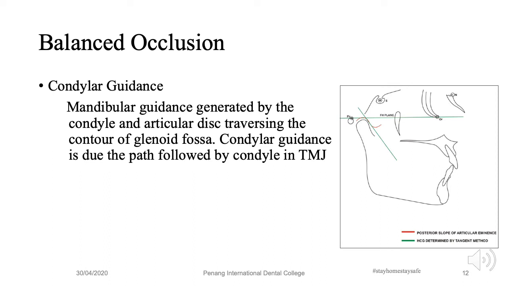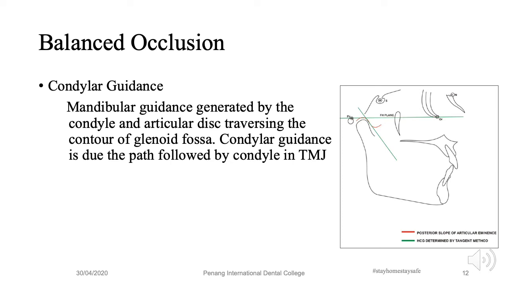One of the lines is the Frankfurt horizontal line, and then we have the other line, which is the gliding path of the condyle on the glenoid fossa. So when you open your mouth, there is slight rotation and then there is gliding of the condyle over the glenoid fossa. That angle it is making is called the condylar guidance.